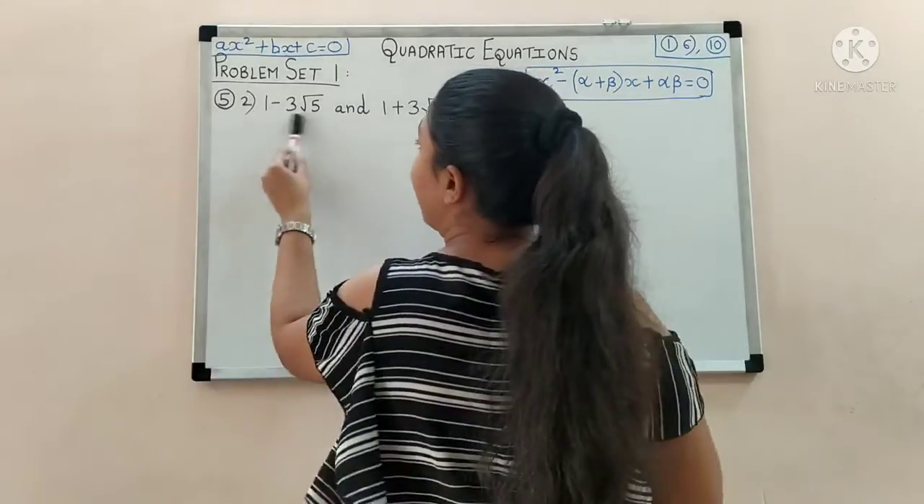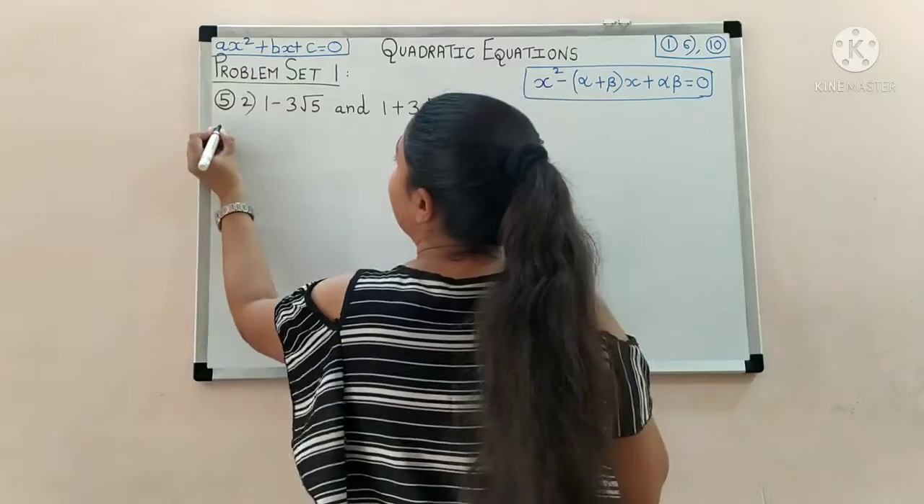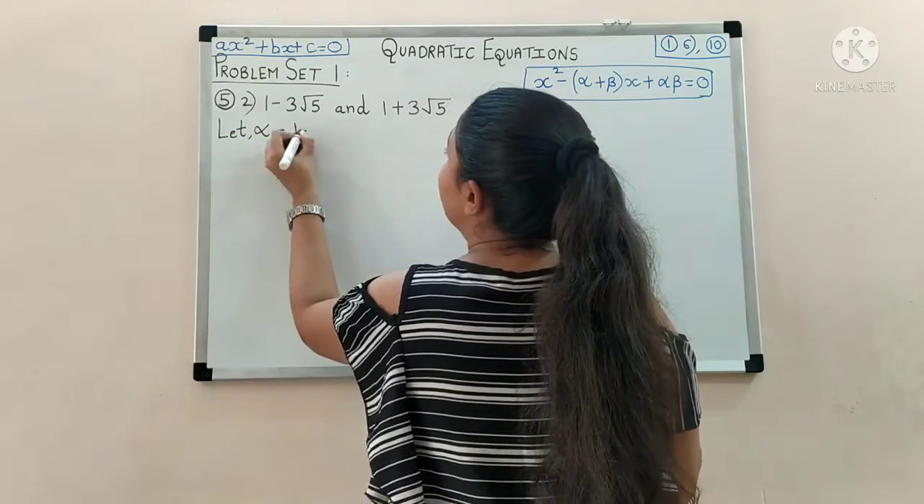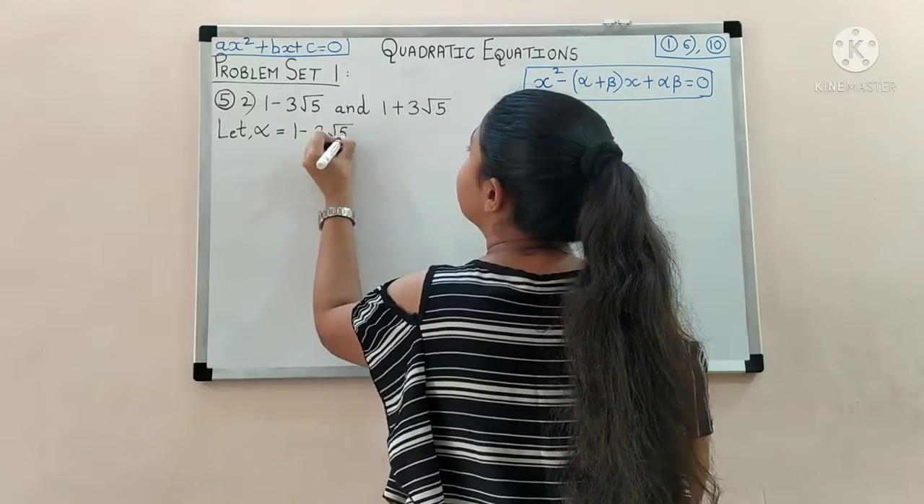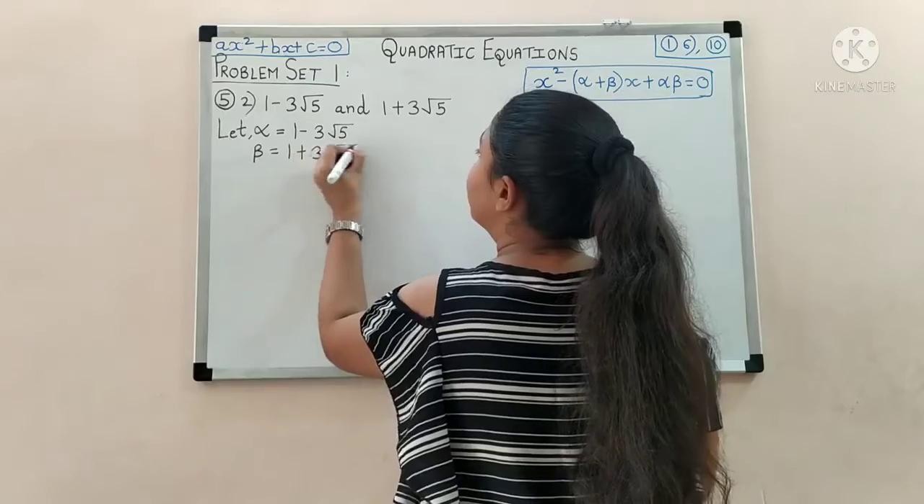So now one of the values is 1 minus 3 root 5 and the other is 1 plus 3 root 5. So what we write here is, let alpha is equal to 1 minus 3 root 5, beta is equal to 1 plus 3 root 5.